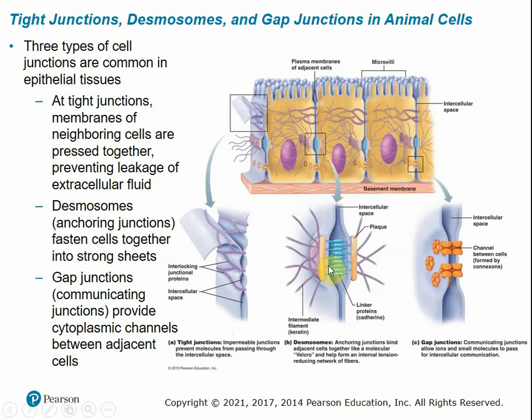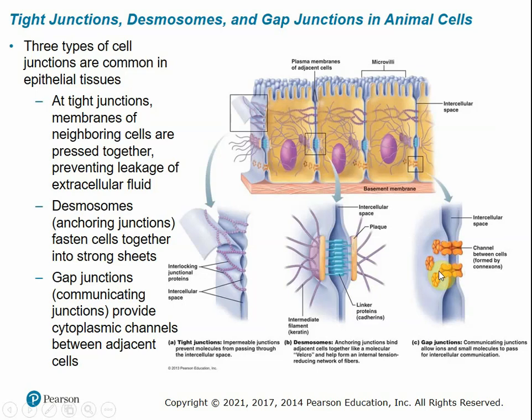Desmosomes are more like a Velcro connection. The cells are attached, but they have a little bit more give and movement in the tissue than with the tight junctions. And then finally, gap junctions are like little pores or little channels connecting adjacent cells that are more of a chemical connection than a physical connection. These gap junctions allow neighboring cells to pass or share things like ions and chemicals for rapid intracellular communication.